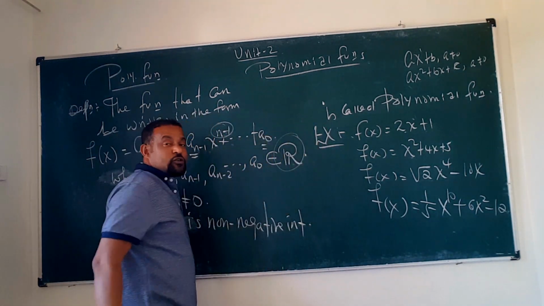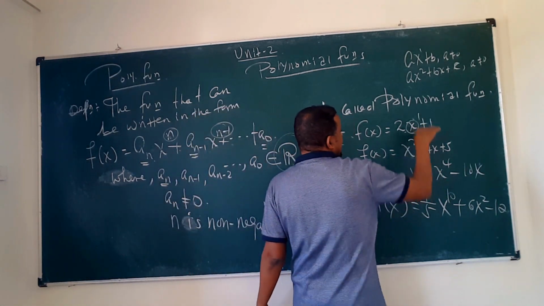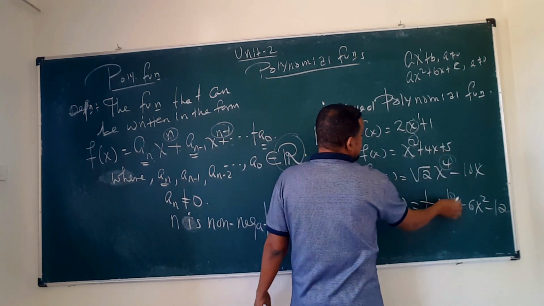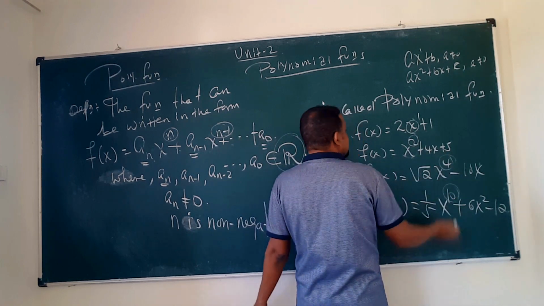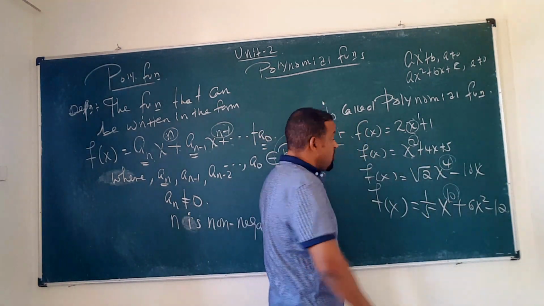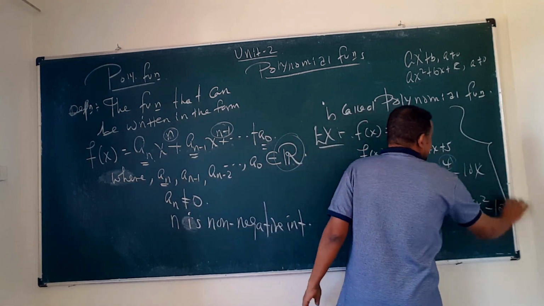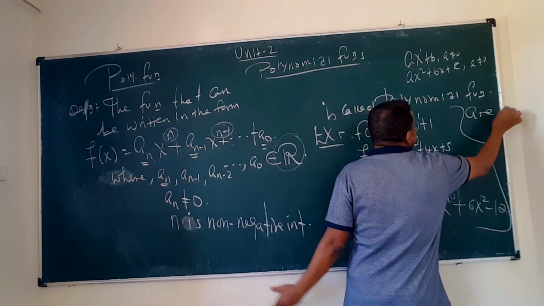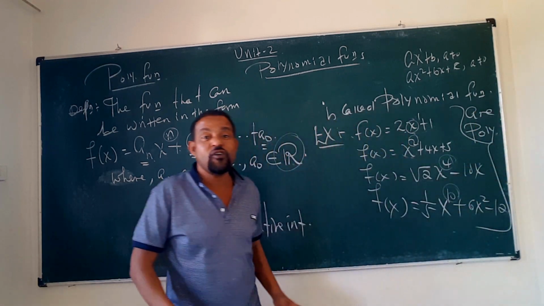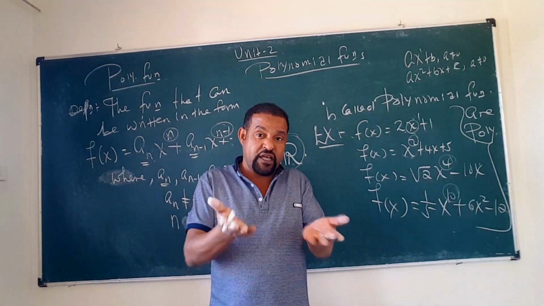All real numbers, it was said. So look here now. Here the exponent of x is 1, here the exponent of x is 2, the largest exponent here is 4, here it is 10, alright? The numbers in front of these are different from 0 and it is written in this form. So these are what? They are examples of what? Polynomials. They are examples of polynomials.